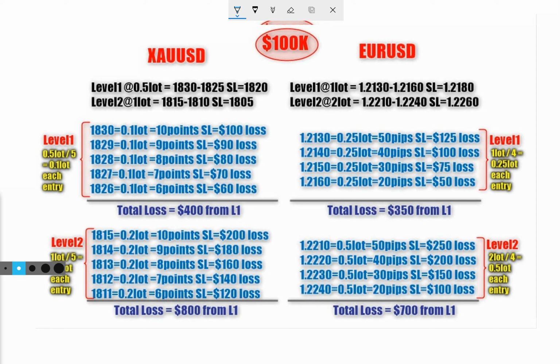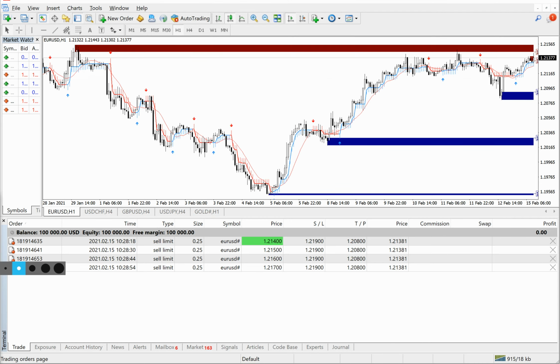So if all these trades hit SL, then the total loss will be $350 in the currency pair. So you can see that here the four trades have been placed at prices 2140, 50, 60 and 70 with SL 2190, TP 2080, and you can see that right now the Euro is trading at 1.2136. So once the price 1.2140 comes, the level is going to be activated.